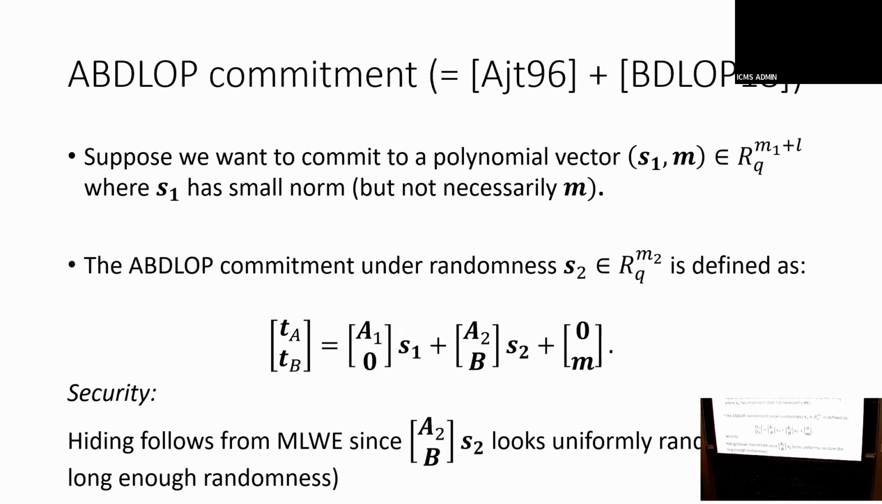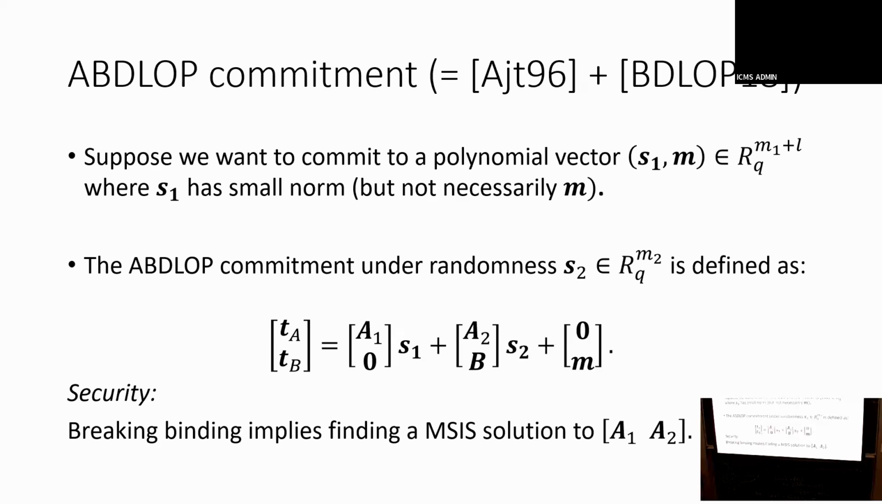Why does the lower part not play a role? Because I'm committing to S1 and M, no? Right, if I keep the S1 but choose a different M, and it works, then it also breaks binding. The thing is that if you come up with two openings, this means that I must have the same S2 for those two openings, right? And M is determined by TB minus B S2. So if S2 is the same and TB is the same, then we have the same message.